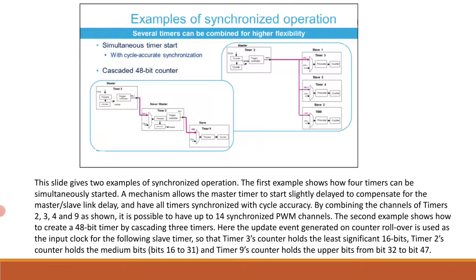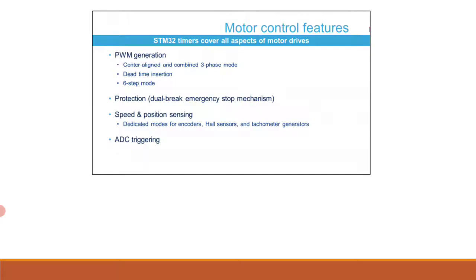After this, we will move on to the motor control features available. There are 4 main electric motor control features. The timer includes specific PWM modes for controlling power switches, in addition to center aligned and combined 3-phase PWMs previously described. The timer features dead time insertion for complementary PWM generation and 6-step modes for driving brushless DC motors.